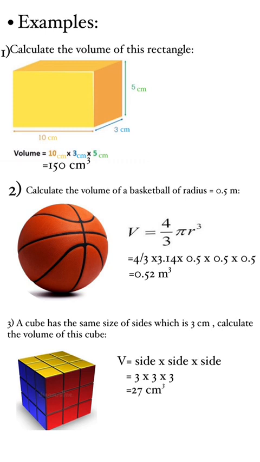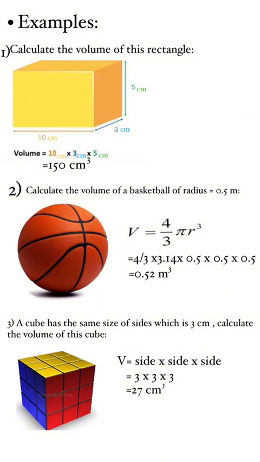Application 2. Calculate the volume of a basketball of radius 0.5 meter. V of a sphere is equal to 4 over 3 times pi times radius cubed, which is equal to 4 over 3 times 3.14 times 0.5 times 0.5 times 0.5, which is equal to 0.52 meter cube.